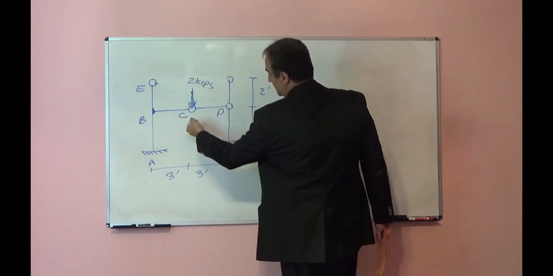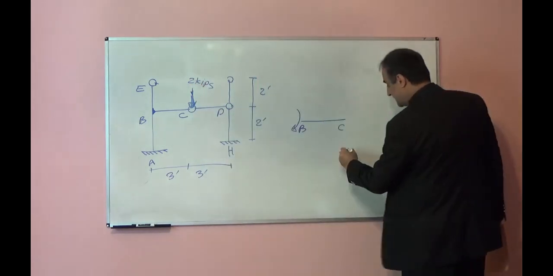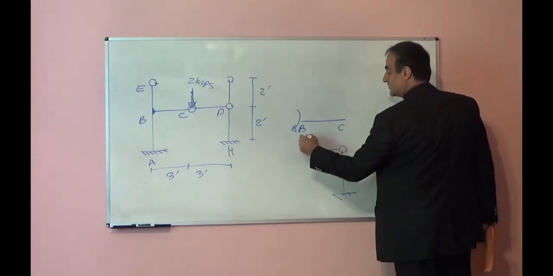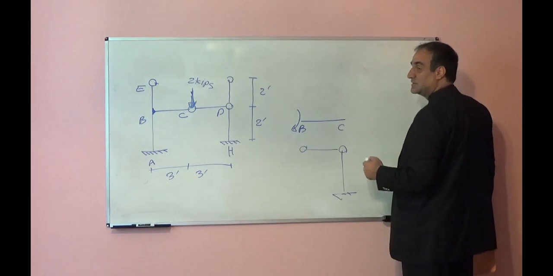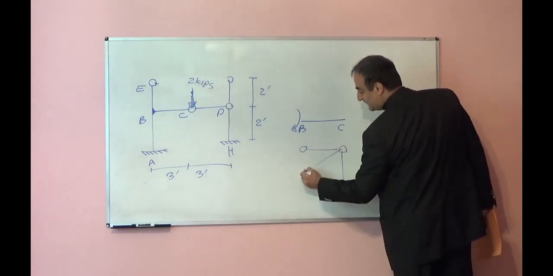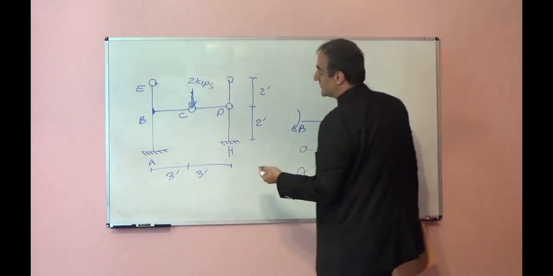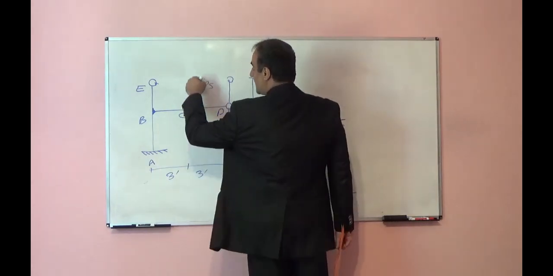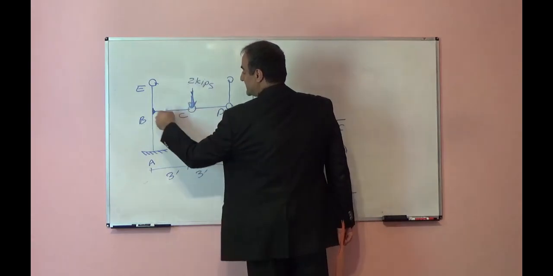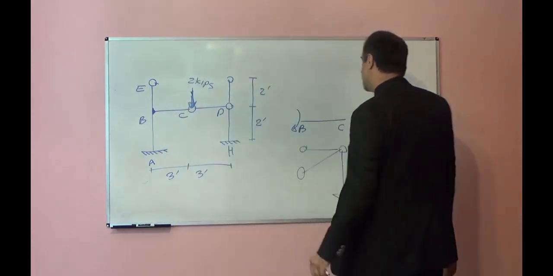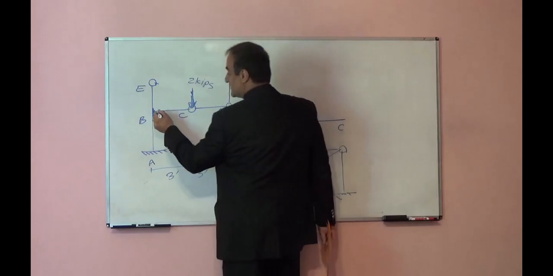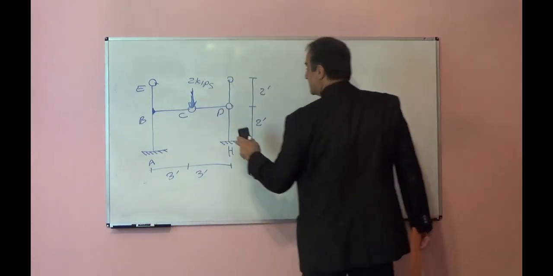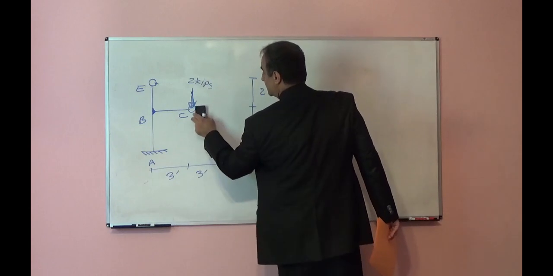Now, the CD part: hinge, hinge, and here we have a support. You see, this part again is unstable. It will fall down like this. So the contribution of the CD part, again, is 0. The entire 2 kips will transfer to member BC, because this joint is a rigid joint and the BC part is a stable part.